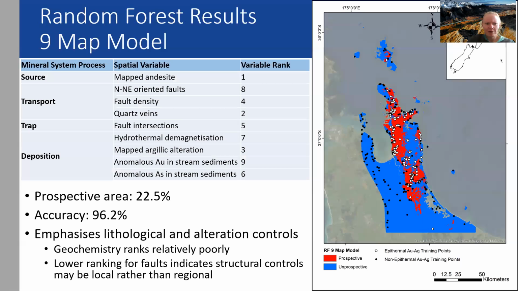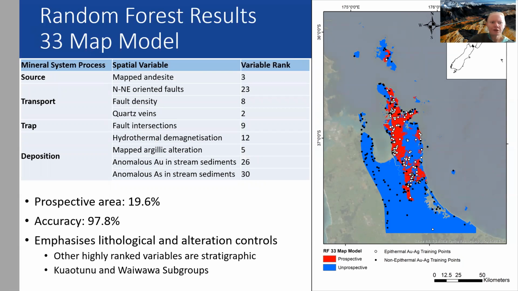However, what we see from our variable ranks here is that the geochemistry ranks relatively poorly. And the faults also get a slightly lower variable rank, which indicates that the structural controls might be local rather than regional. But it does emphasize the lithological and the alteration controls. We can see here that the variable rank for the andesite is rank number 1. And this is because, unlike the weights of evidence model, the random forest doesn't consider the amount of area covered by that particular predictive map pattern.